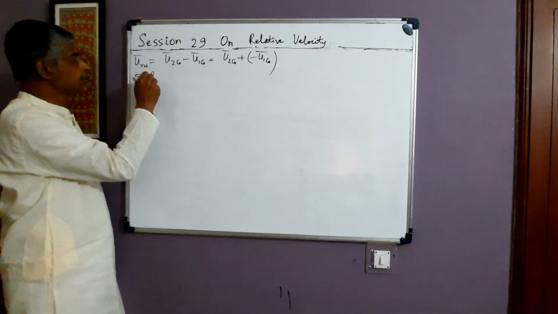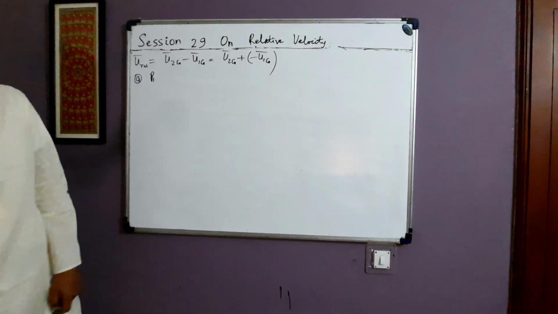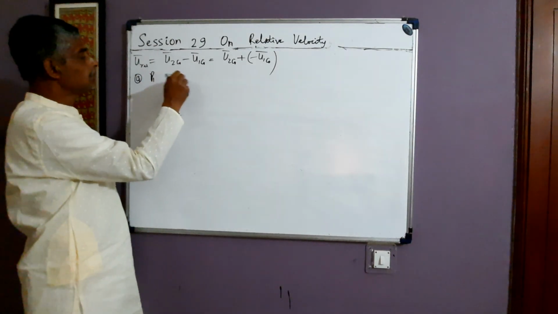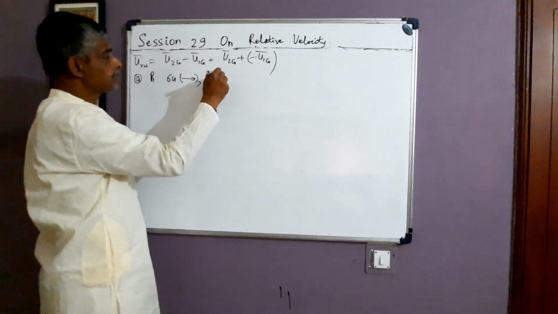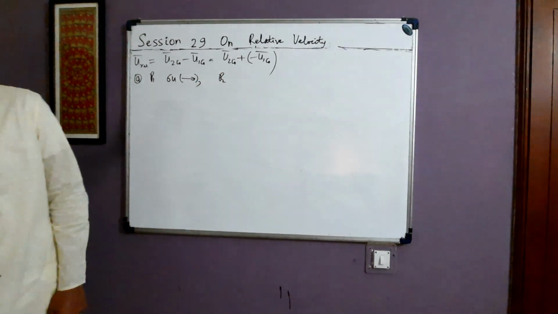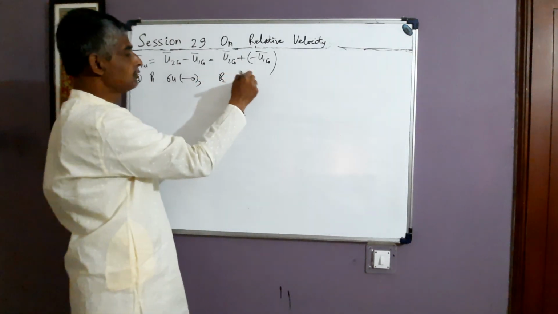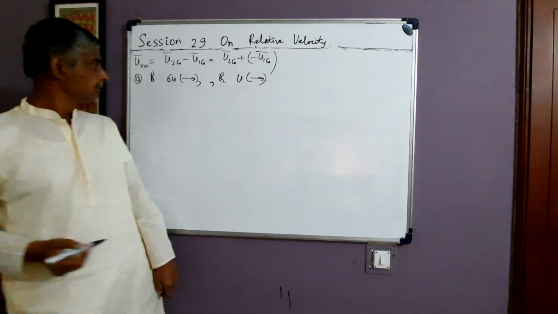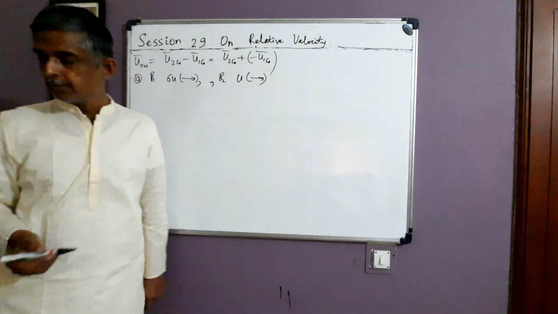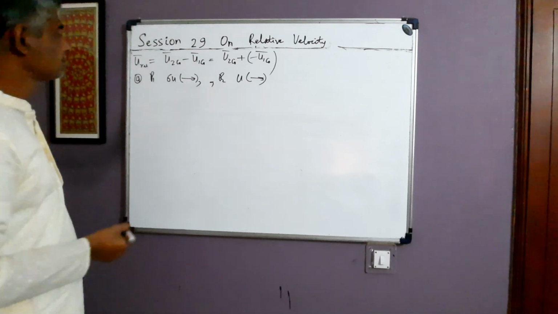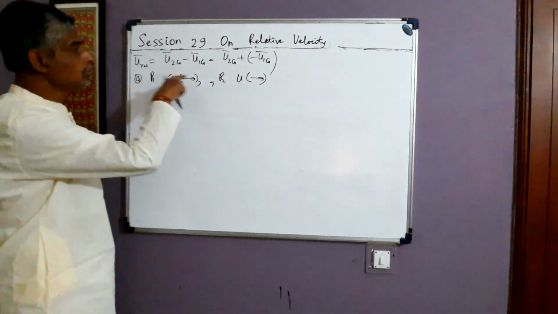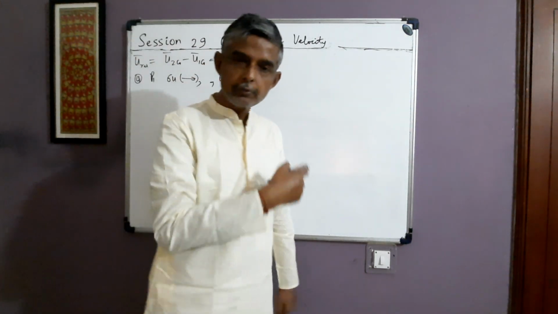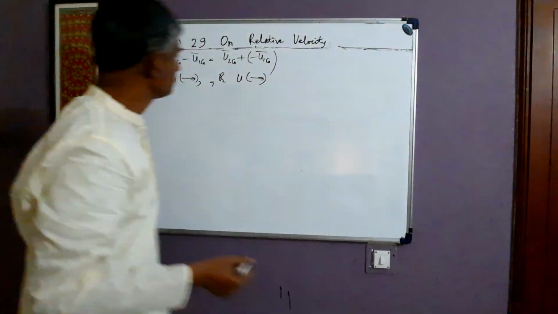Alright. So now we take the 3 cases separately. In the first case, speed of P1 is given to be how much? 6u rightward. And speed of P2 is given to be u rightward. Initial speed of P1 is 6u rightward, and initial speed of P2 is u rightward. So in this case now we have to find the minimum value of u so that the 2 points collide.